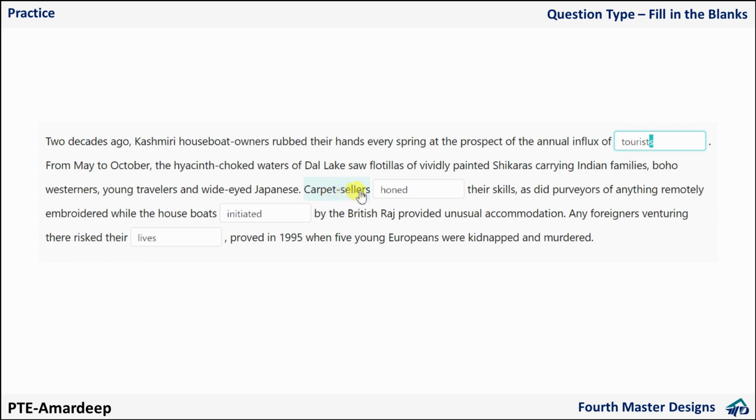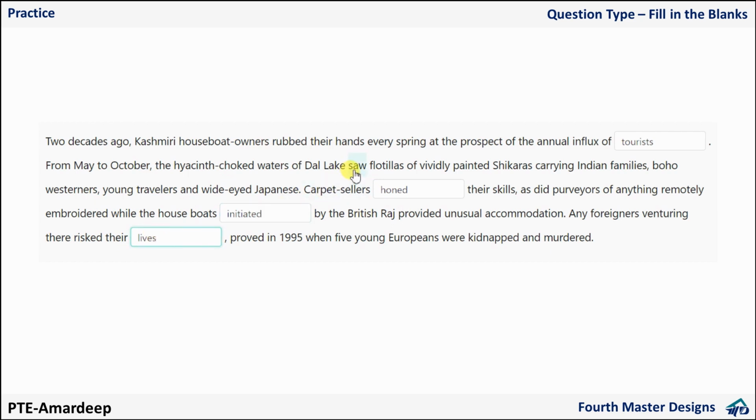Then, the carpet sellers honed their skills, as did. It is your past. Here also, it means it is past tense. So honed, HONED, means the D sound was not clear. Students get confused, like it is horn only. Then while the houseboats initiated, again it has to be past. Then risked their lives. They are not talking about one life, lives.